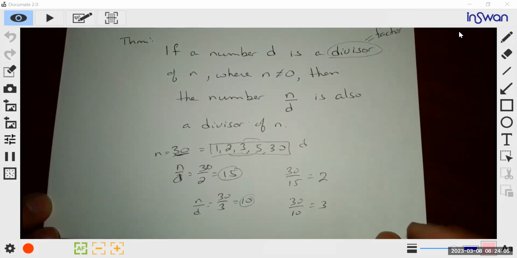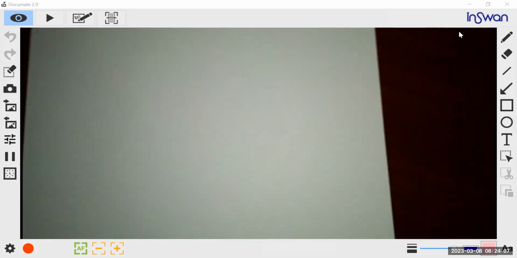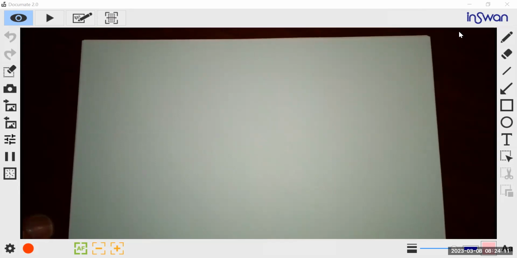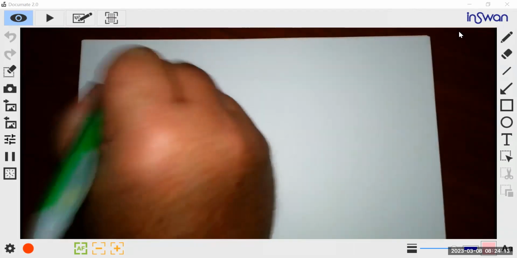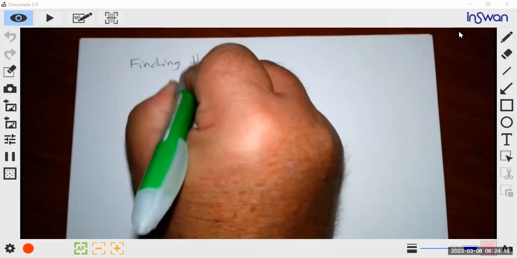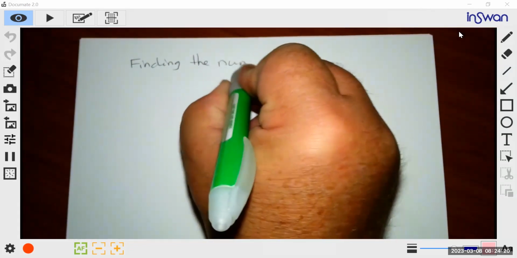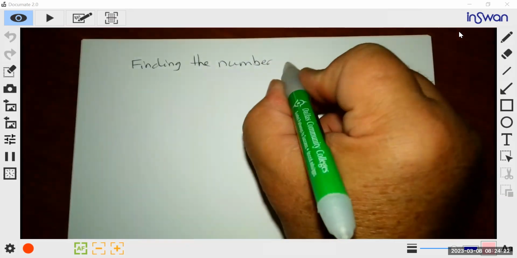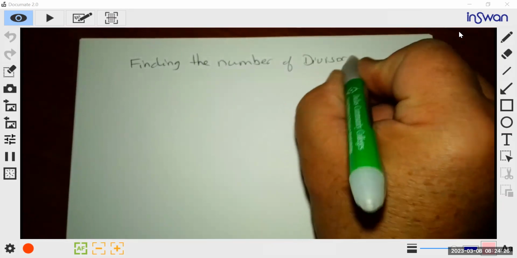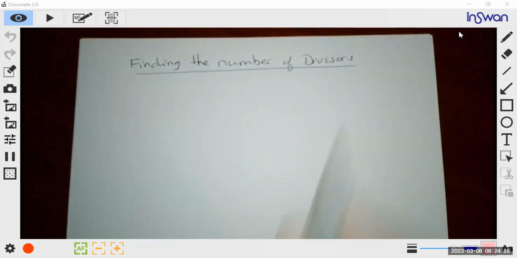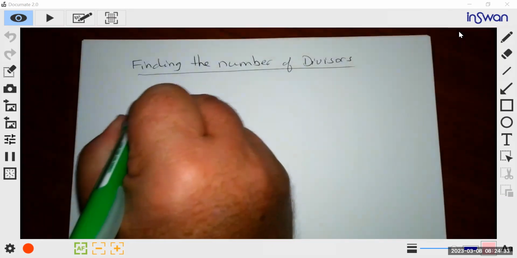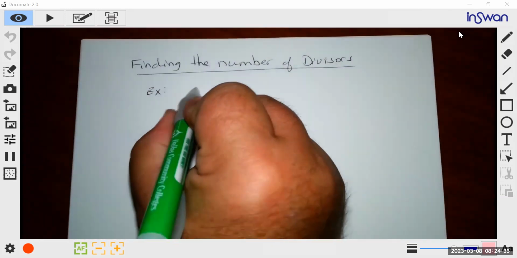Now, let's find the number of them. Finding the number of divisors. Example, let's start with the number 24.